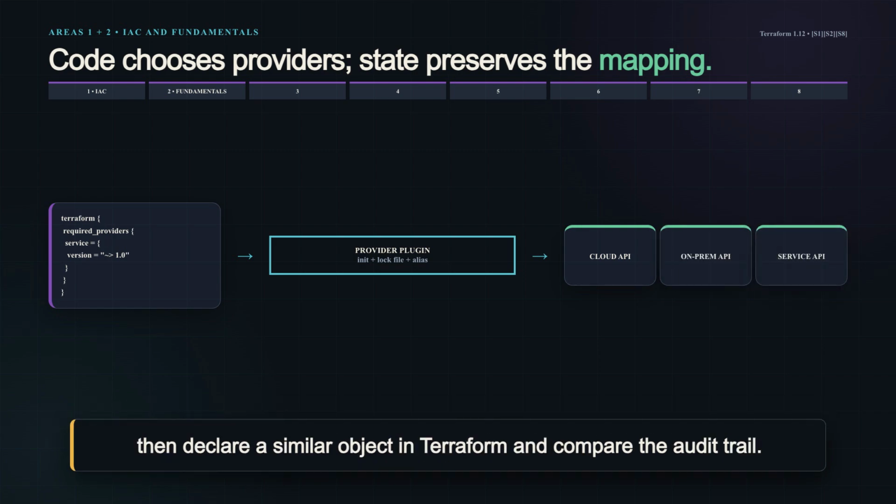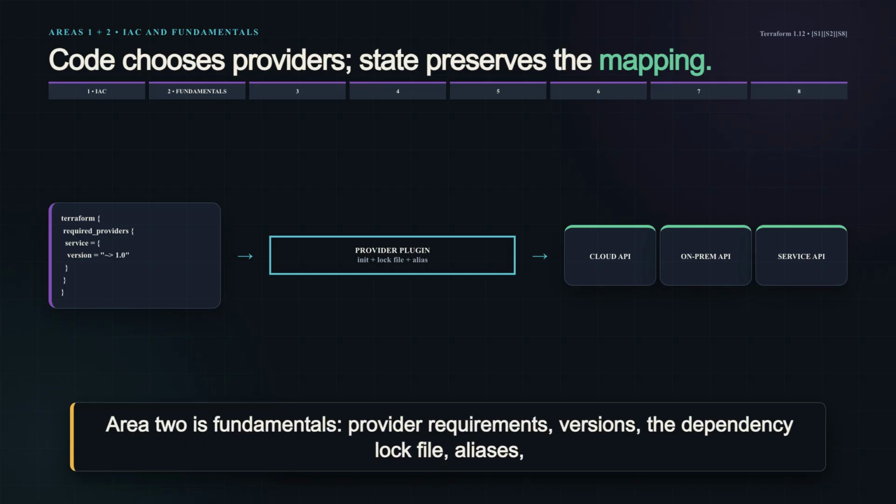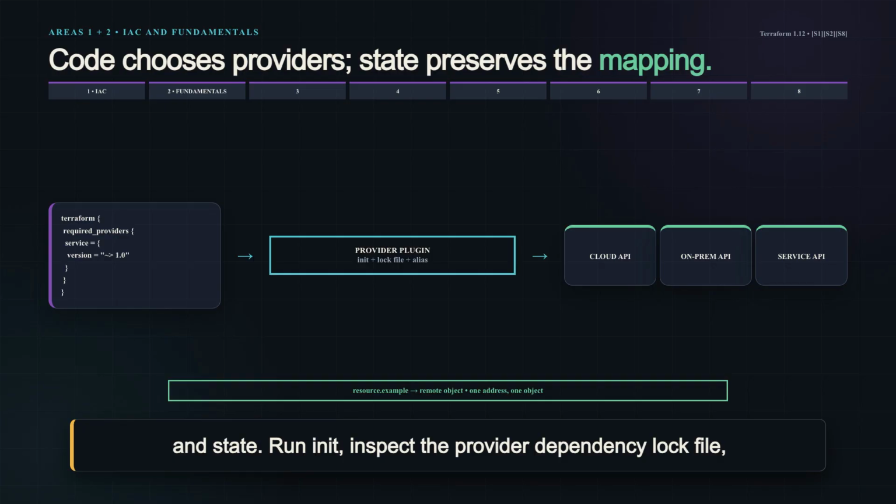Area 2 is fundamentals, provider requirements, versions, the dependency lock file, aliases, and state. Run init, inspect the provider dependency lock file, and explain which provider instance each resource uses.